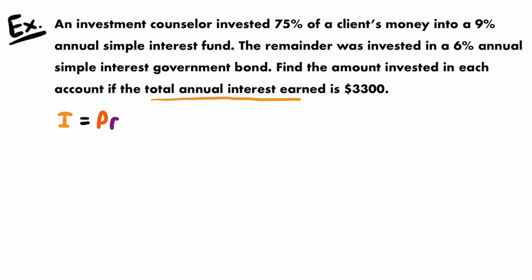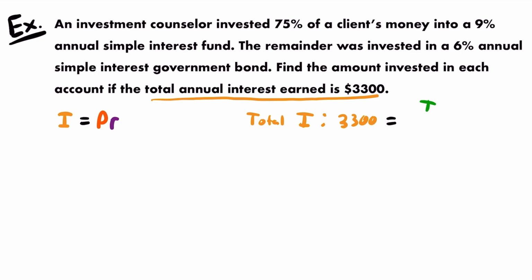All right, but now I'm going to start writing down some things that we know here, starting with the total annual interest earned. It's $3,300. I'm going to represent that like this. The total interest I is $3,300. And what that means is that that would be equal to the sum of the interest from the two different investments.